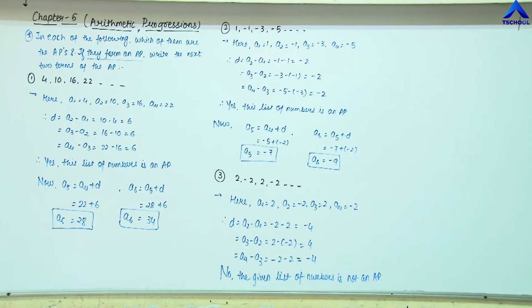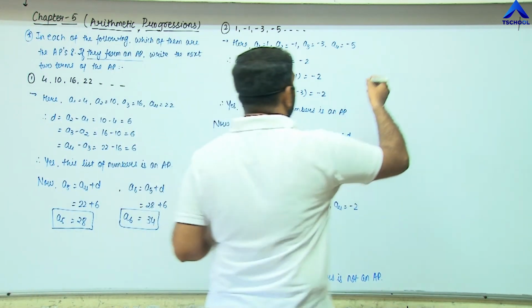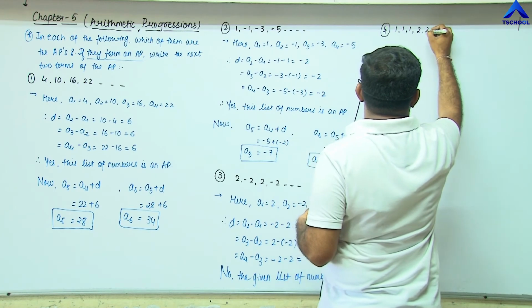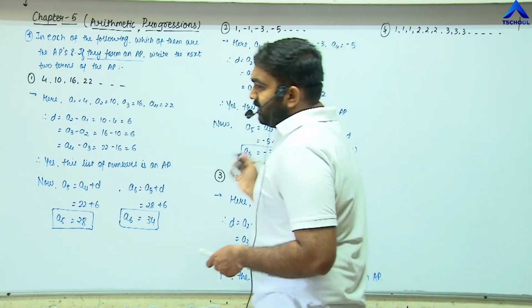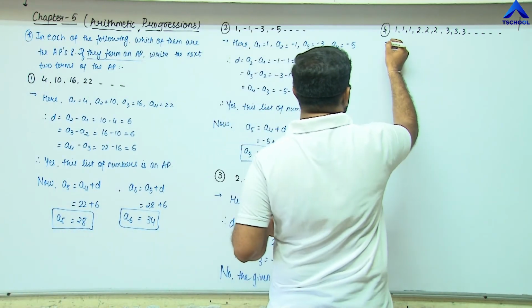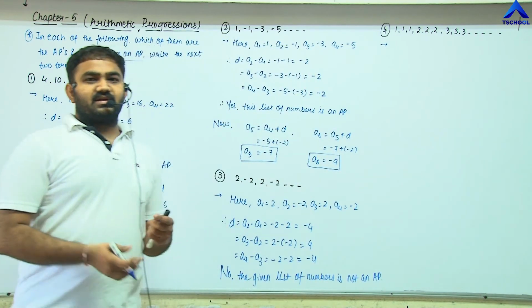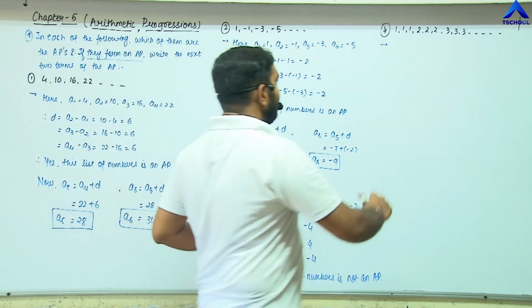Okay friends, now here we are going to solve some more examples. The fourth one, again: 1, 1, 1, 2, 2, 2, 3, 3, 3, and so on. These numbers are given here as the list of numbers, and we shall find out the common difference. Actually you can see clearly that the common difference will not be the same, because three numbers are 1, then the next three numbers are 2, then the next three numbers are 3 clearly.